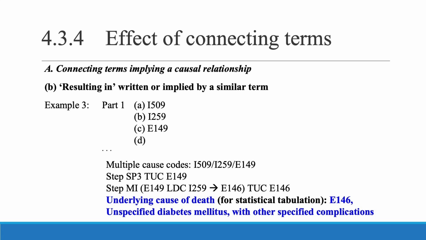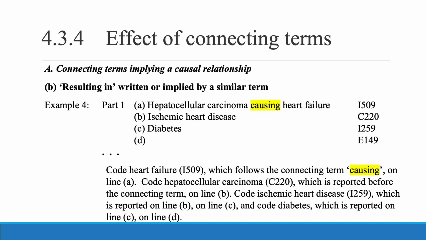We would apply selection step SP3 to come to a tentative underlying cause of E149. Again, there is a special instruction at step M1 to combine E149, reported as the cause of I259, to E146. There are no further modifications, so that becomes our underlying cause for statistical tabulation, E146, unspecified diabetes mellitus with other specified complications. Another example of resulting in, written or implied by a similar term.